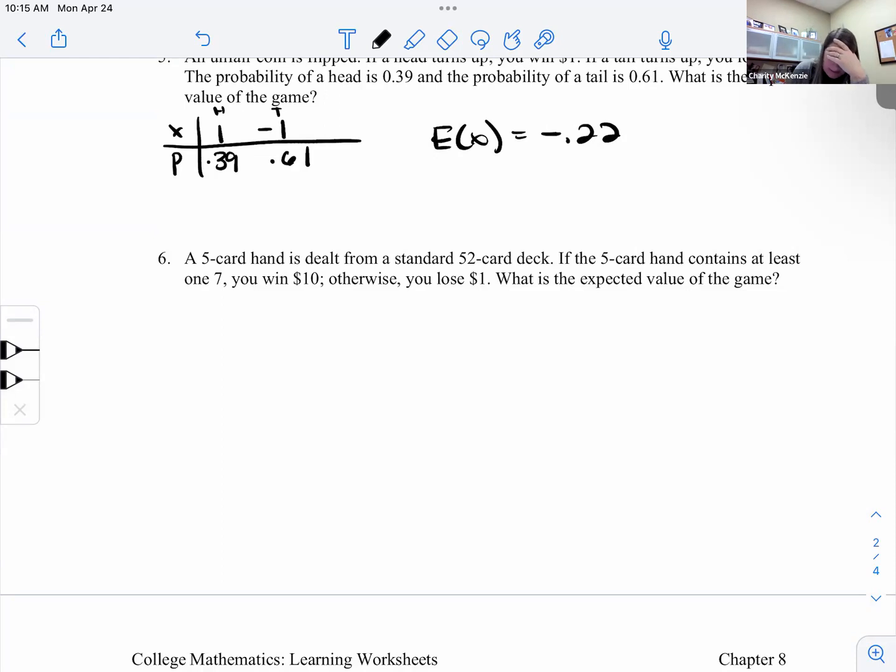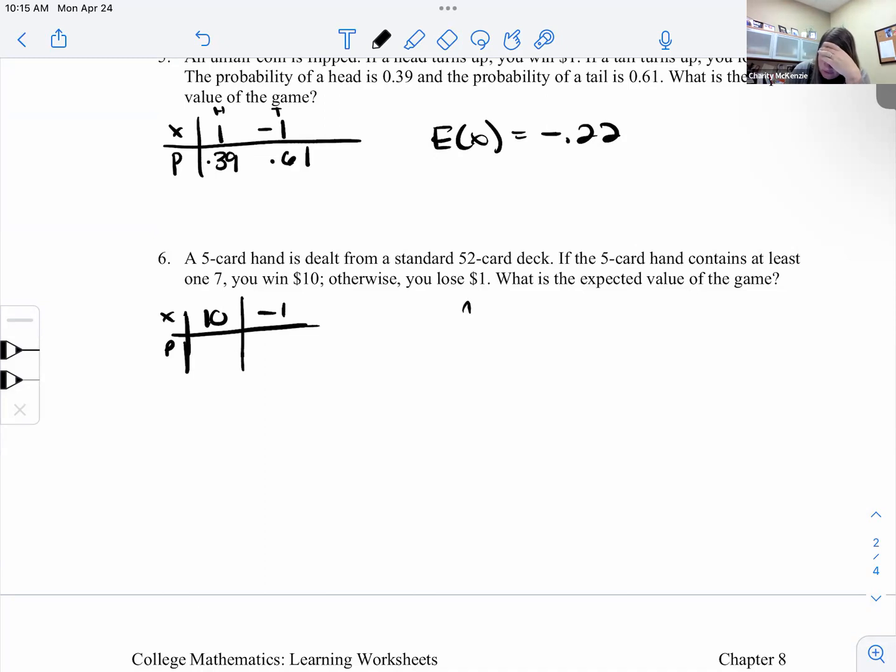We know we have two things with our chart, right? Here's our X, here's our P. I'm writing this small because I need space. You either win $10 or you lose $1, right? That's our two things. Now we have to find those probabilities, and that's not that easy.